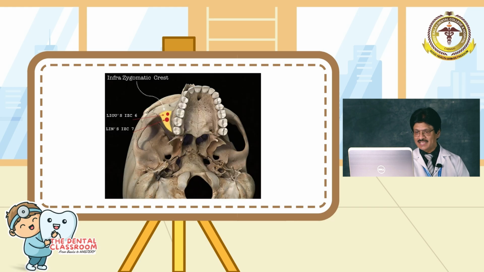So here you can see this diagram where the infrazygomatic crest is shown, with Lin's IZC7 buccal to the mesiobuccal root of the maxillary second molar, and IZC6, which is buccal to the mesiobuccal root of the maxillary first molar.